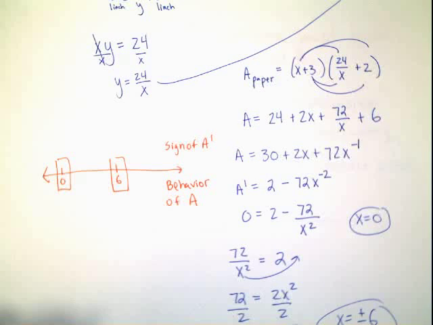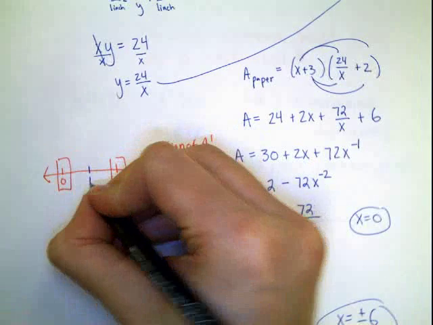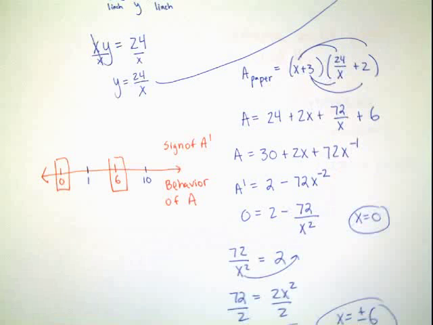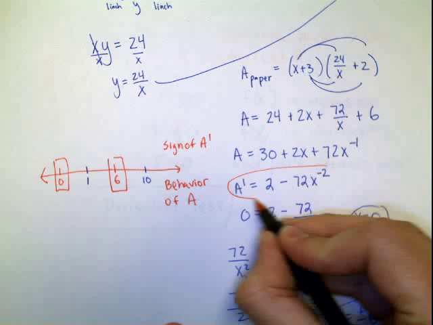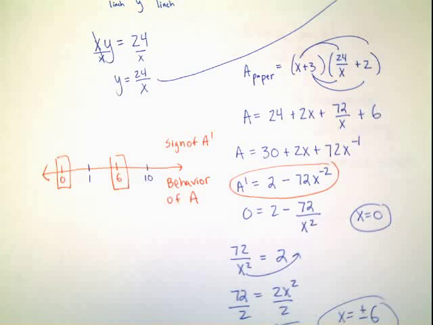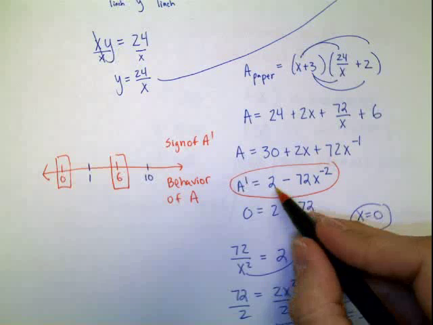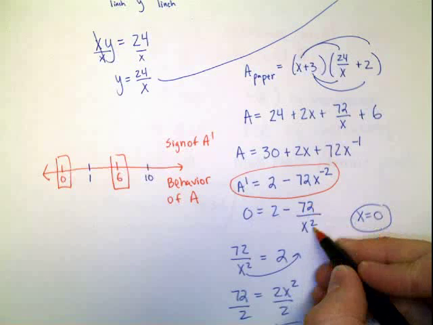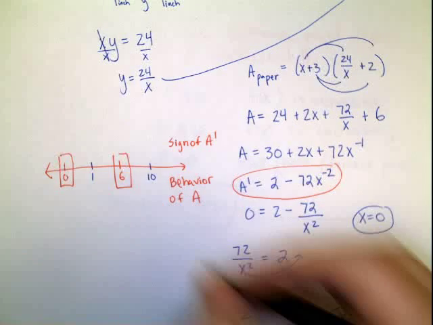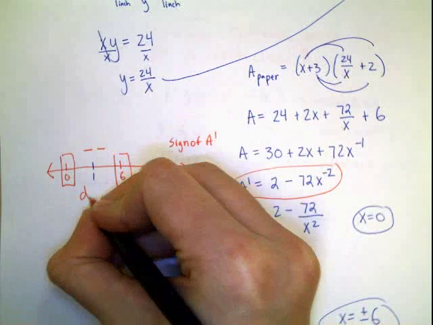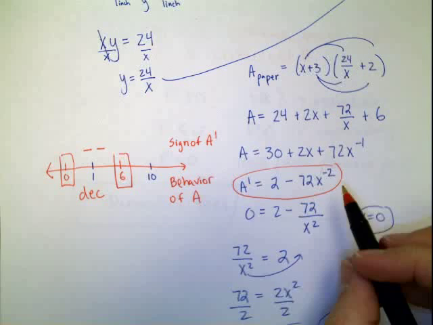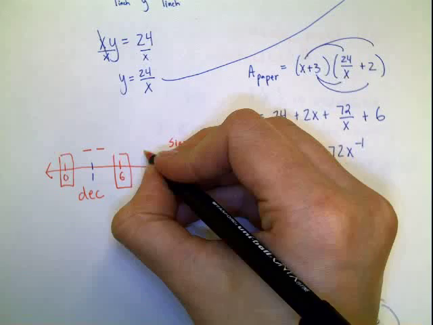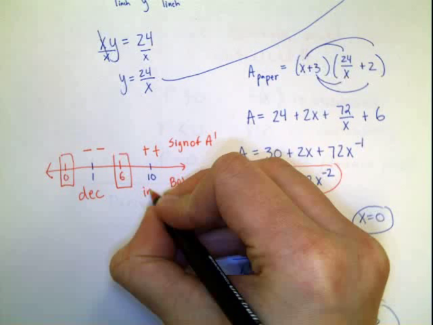And we're going to pick numbers in between, so like we could pick like 1 and 10, and we're going to plug them into A prime. We're going to plug them into our derivative, which conveniently is right here, to figure out positive or negative. If I plug 1 into there, 2 minus 72 over 1 squared, that's totally going to be negative, so I'll put a little negative sign up there. It means it's decreasing. And if I plugged in like 10, 2 minus 72 over 10 squared, that's going to be positive, so it's going to be increasing.